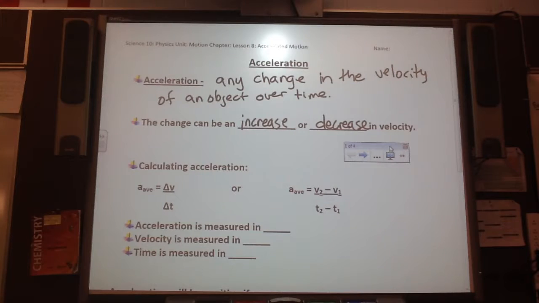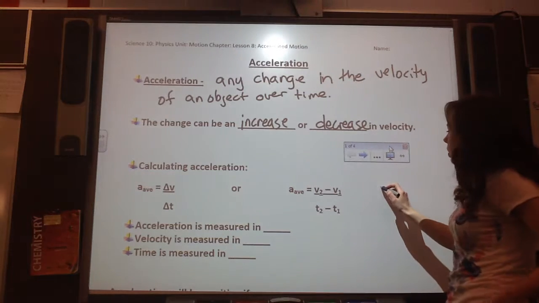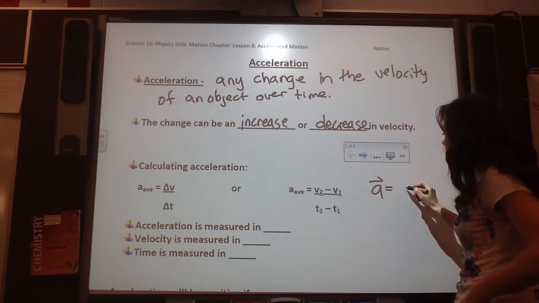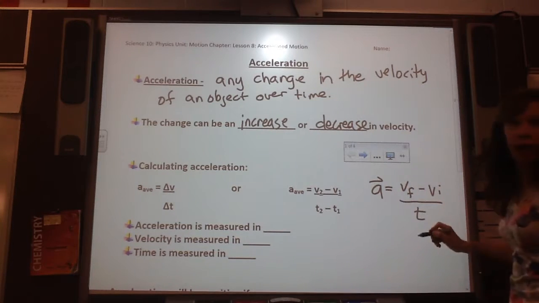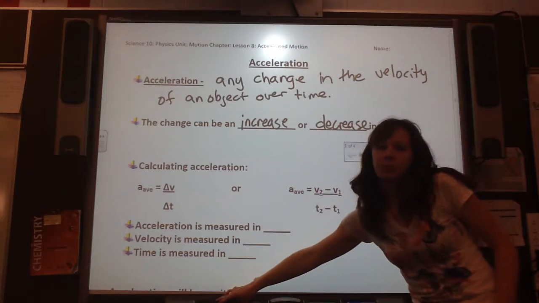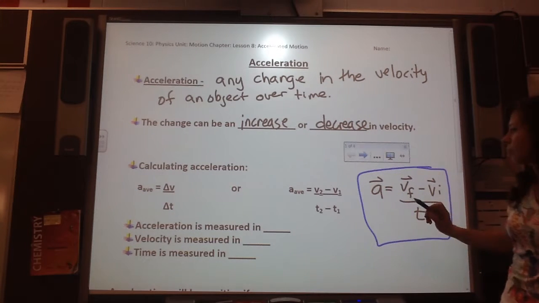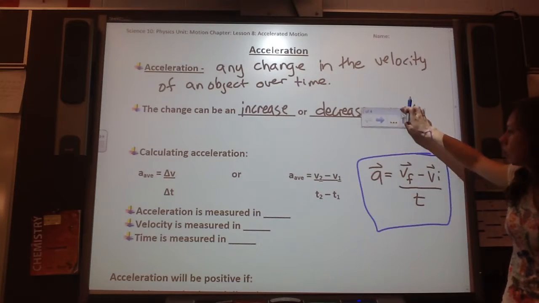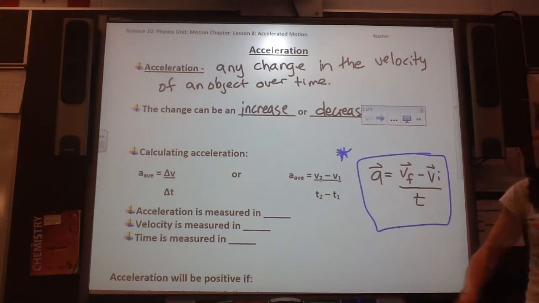So you see it says delta v over delta t, and another one of yours, which I want you to write down, it says it on your formula sheet, is vf minus vi over t, right? Does it use vf, right? So this is the really important one that we're going to use most of the time. So a is equal to vf minus vi over t.